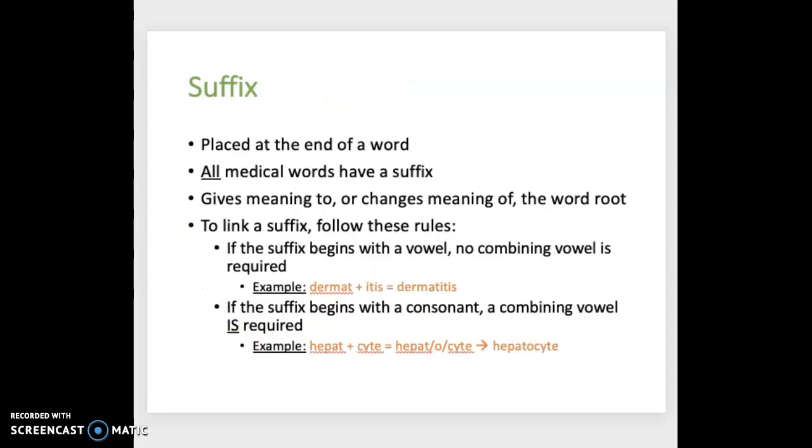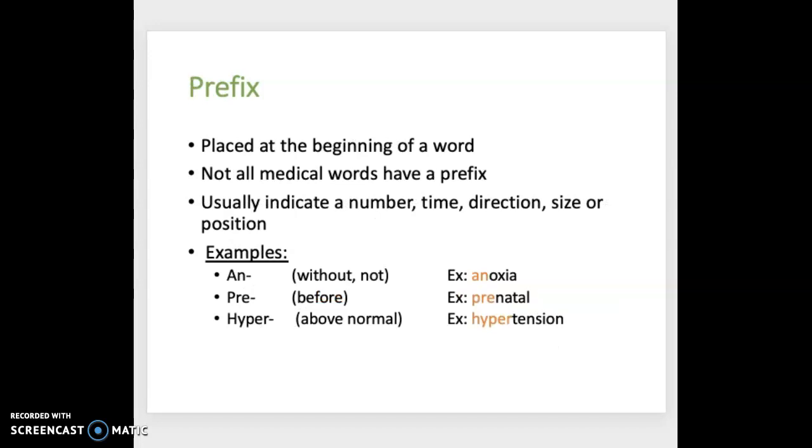A suffix is a word element that's placed at the end of a word, and it can change the entire meaning of a medical word. There will always be a suffix in a medical term. So you will always have a word root or a combining form, which is the word root plus a vowel, and there will always be a suffix. So typically, and we'll talk more about suffixes in chapter 2, a suffix often describes a disease, a symptom, or a procedure.